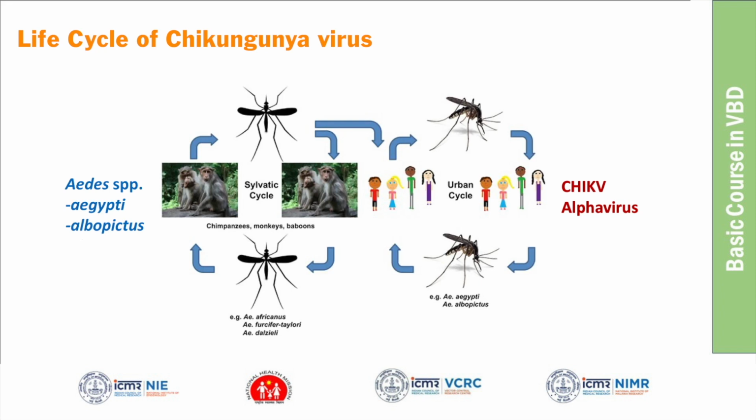And in Africa, it is known to circulate among the non-human primates like chimpanzees, monkeys, and baboons, and maintain a sylvatic cycle. Now, there the species involved are Aedes africanus, Aedes falciparum, and another Aedes species involved in the maintenance of the sylvatic cycle. However, in India, we are not yet aware, we do not know whether there is a sylvatic cycle of chikungunya present.